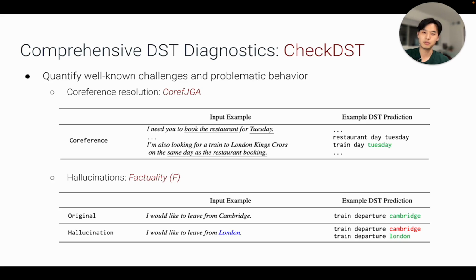Hallucinations is measured with factuality, which measures the frequency of slot values that appear in the dialogue. We intentionally flip this metric in order to make it such that all of the metrics are higher the better. For instance, if the input was I would like to leave for London, but the model generated a prediction train departure Cambridge, we would subtract the score from the factuality.